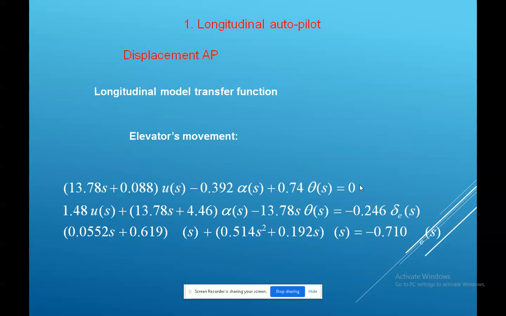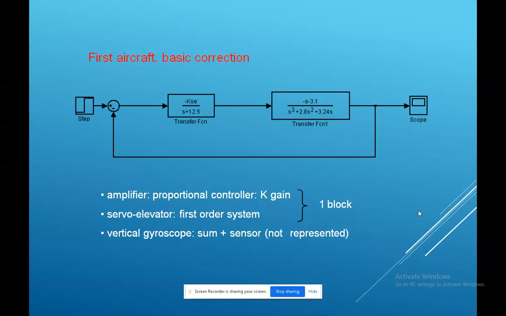So these are a few elevator movements. The transfer functions for the dynamics are given. These are a few examples. For the longitudinal model, a few example transfer functions are given here. Next, we go to the same transfer function and how it is corrected.